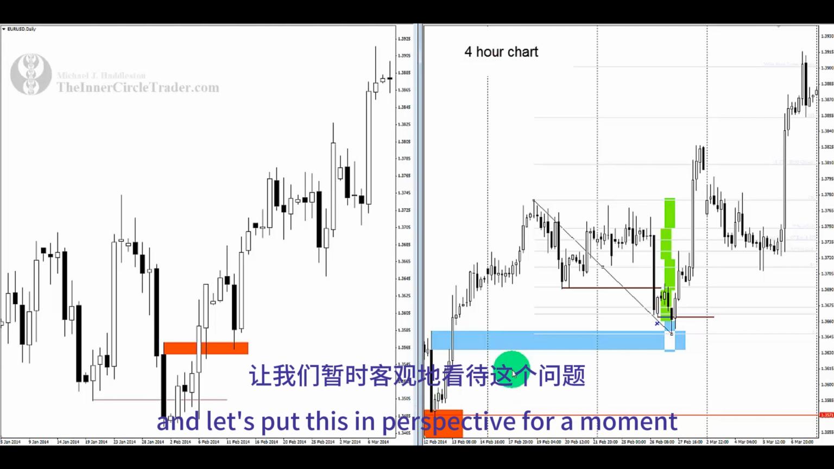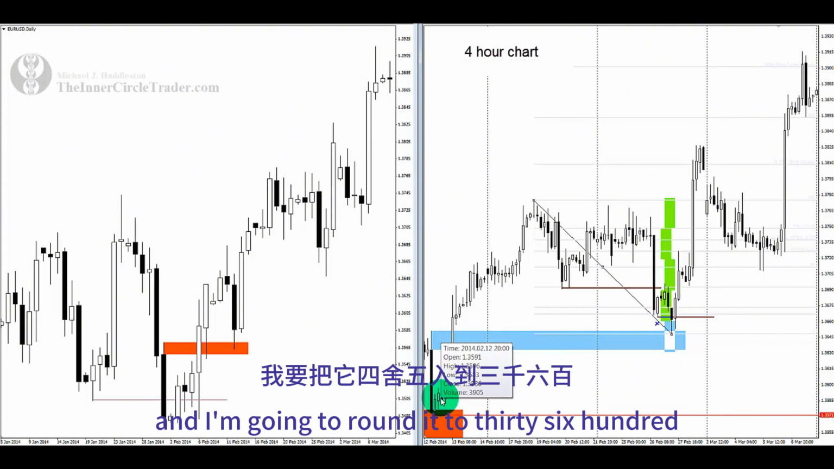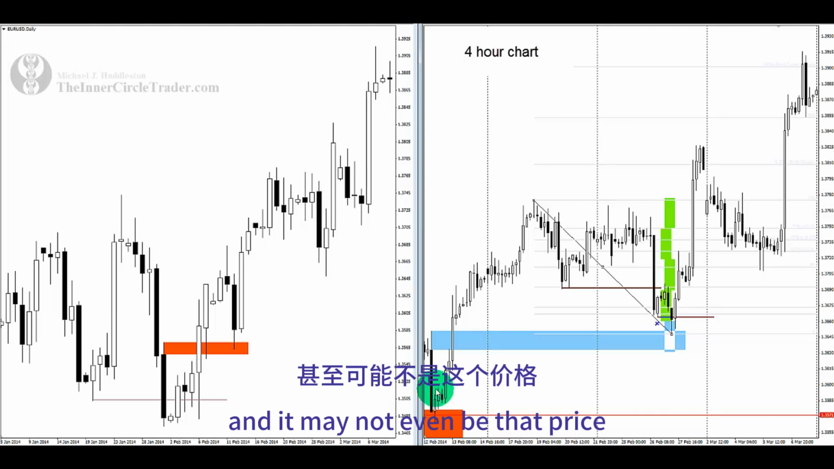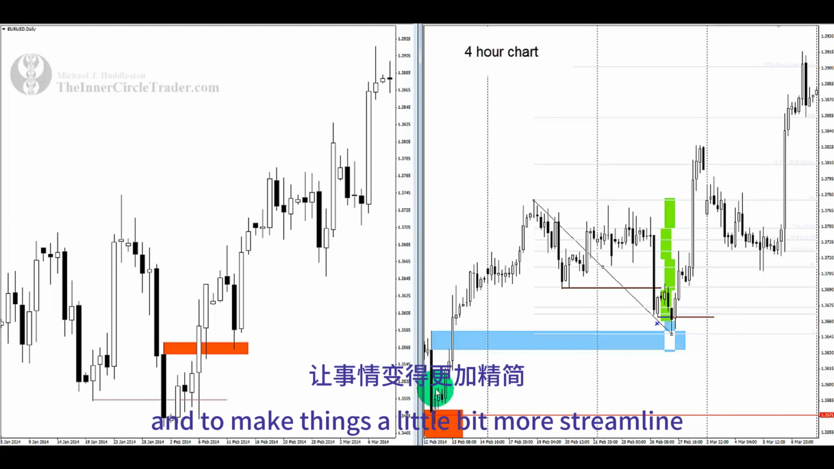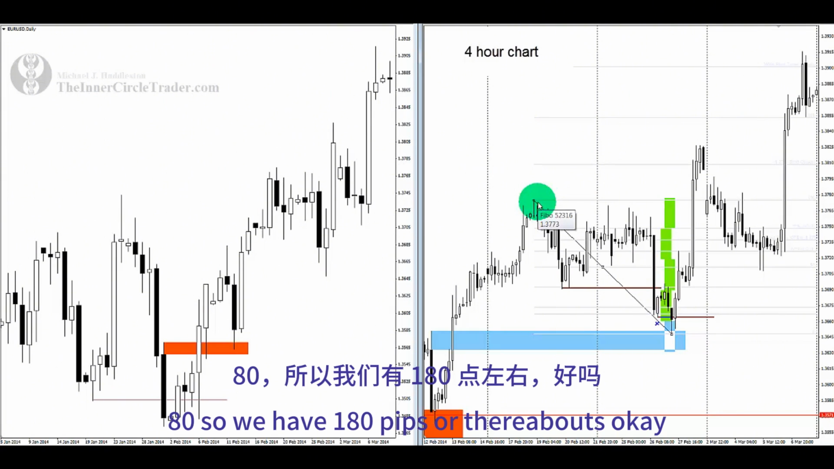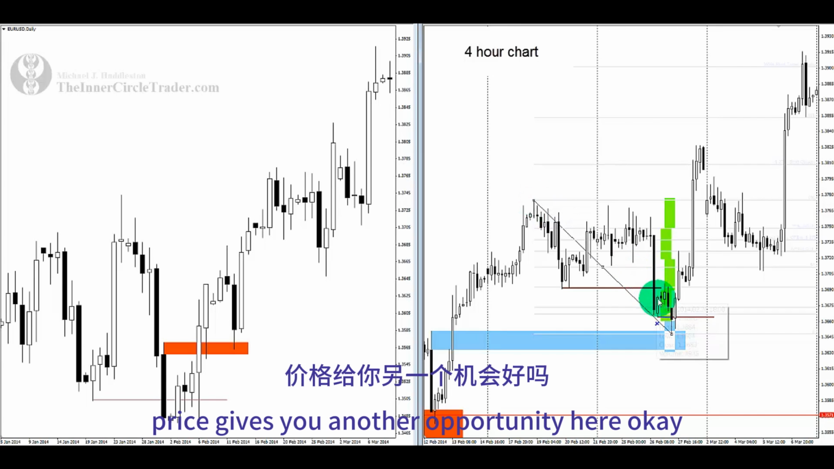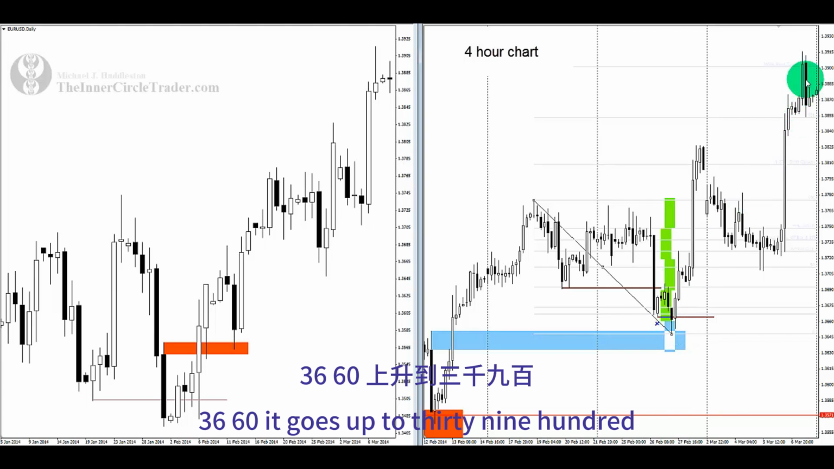Let's put this in perspective for a moment. If you were long down here, and I'm just going to round it to 136.00, we'll say 136.00 is the level at which you would have got in. And it may not even be that price, but just for simple math sake and to make things a little bit more streamlined. From here up to essentially 137.80, so we have 180 pips or thereabouts. Price gives you another opportunity here. We'll say you got in at 136.60. It goes up to 139.00.